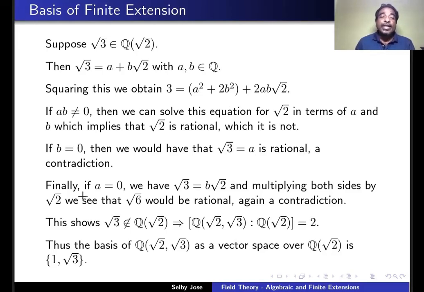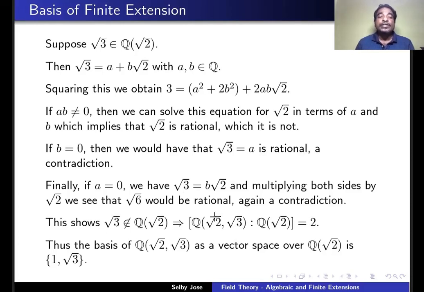Finally, if a is equal to 0, then we get root 3 is equal to b root 2, and multiplying both sides by root 2, we get 2b is equal to root 6. That means that root 6 is a rational number, which is also a contradiction. Therefore, root 3 does not belong to Q(root 2). That means that the polynomial x square minus 3 is irreducible over Q(root 2).